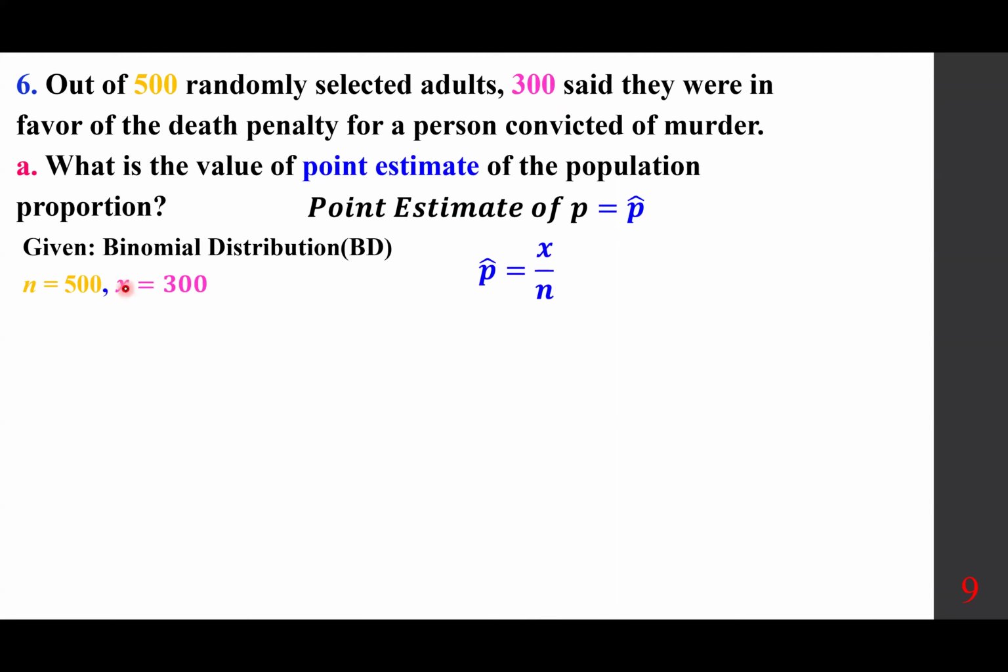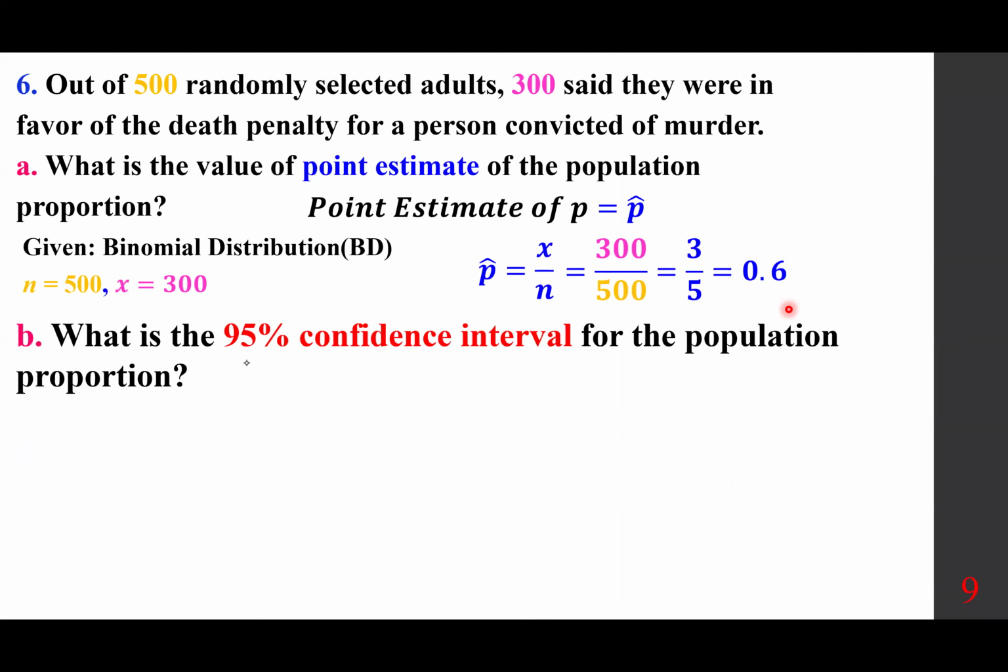So 300 over 500, which gives us 3 over 5 or 0.6. Both of them are exact numbers. So that's a point estimate. This is where we start to develop our confidence interval. So what is the 95% confidence interval for the population proportion?